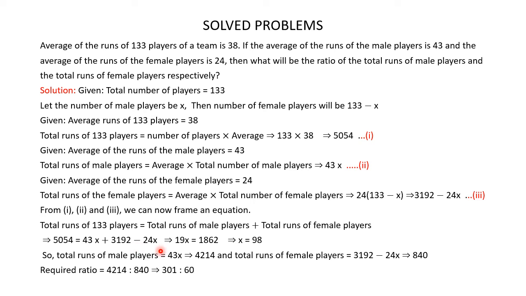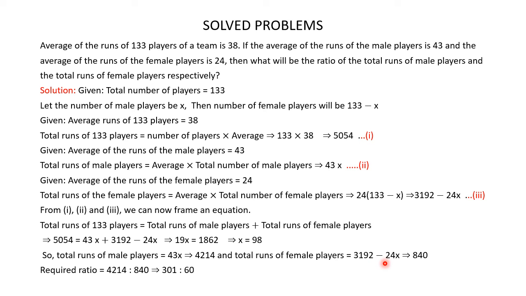On solving, we get 19X is equal to 1,862. So X is 98. Now we know that the total runs of the male players is 43X. So 43 multiplied by 98 is 4,214. And the total runs of female players is 3,192 minus 24X.